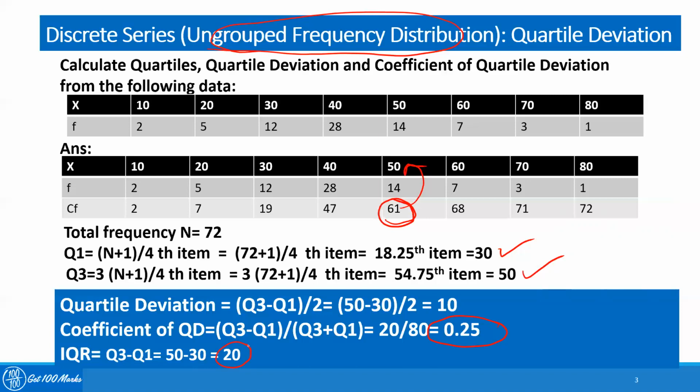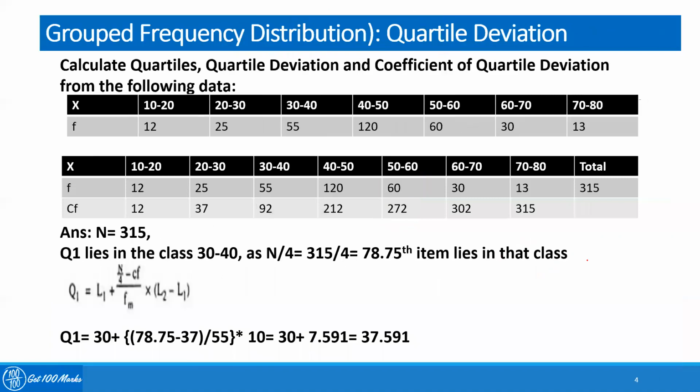Now, we will see how to calculate quartile deviation for a continuous or a grouped frequency distribution. So let's see the question here. Here also we have to calculate quartiles, quartile deviation and coefficient of quartile deviation. Please see the difference from the earlier example. Here the values of X are our class intervals. The class intervals are coming as 10 to 20, 20 to 30. So they are not given as discrete values like 20, 30, 40. Rather than that, they are giving an interval like 30 to 40, 20 to 30, like that.